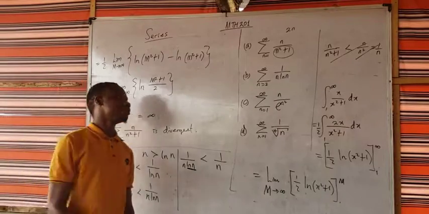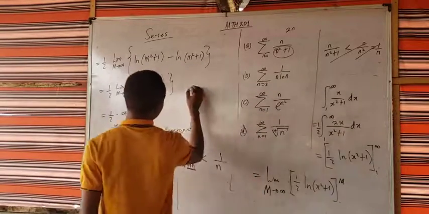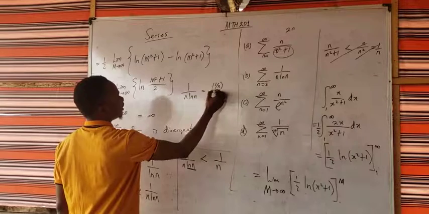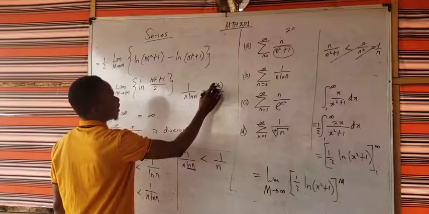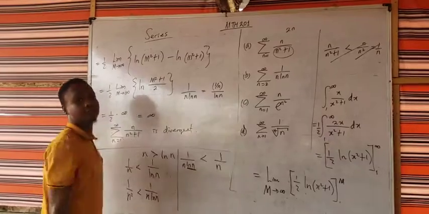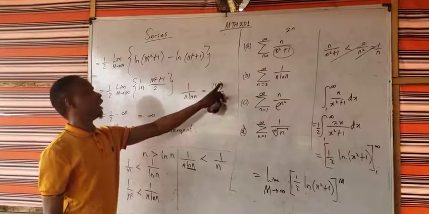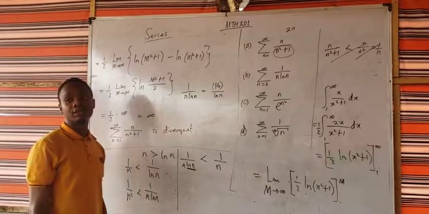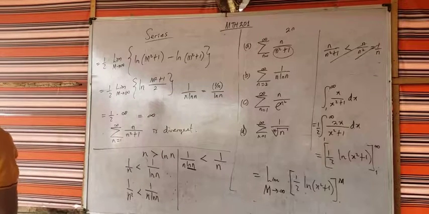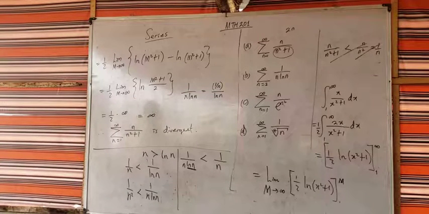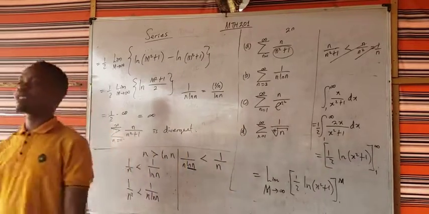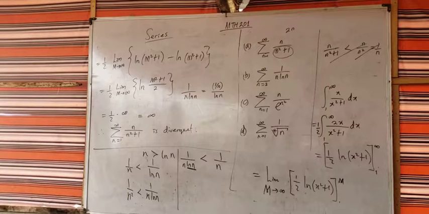So what's the next thing? Another thing you should observe is that what you have here, 1 over n ln n, is the same as 1 over n divided by ln n, where 1 over n is the derivative of ln n. Do you notice that? That means you can integrate, with respect to ln n. So do the integration and find out if it is convergent or not.